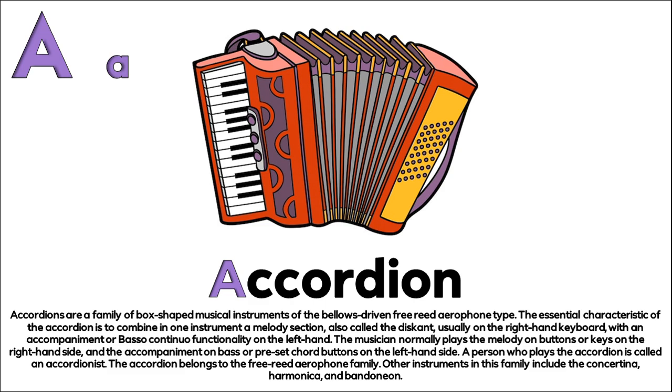The musician normally plays the melody on buttons or keys on the right-hand side, and the accompaniment on bass or preset chord buttons on the left-hand side. A person who plays the accordion is called an accordionist. The accordion belongs to the free-reed aerophone family. Other instruments in this family include the concertina, harmonica, and bandoneon.